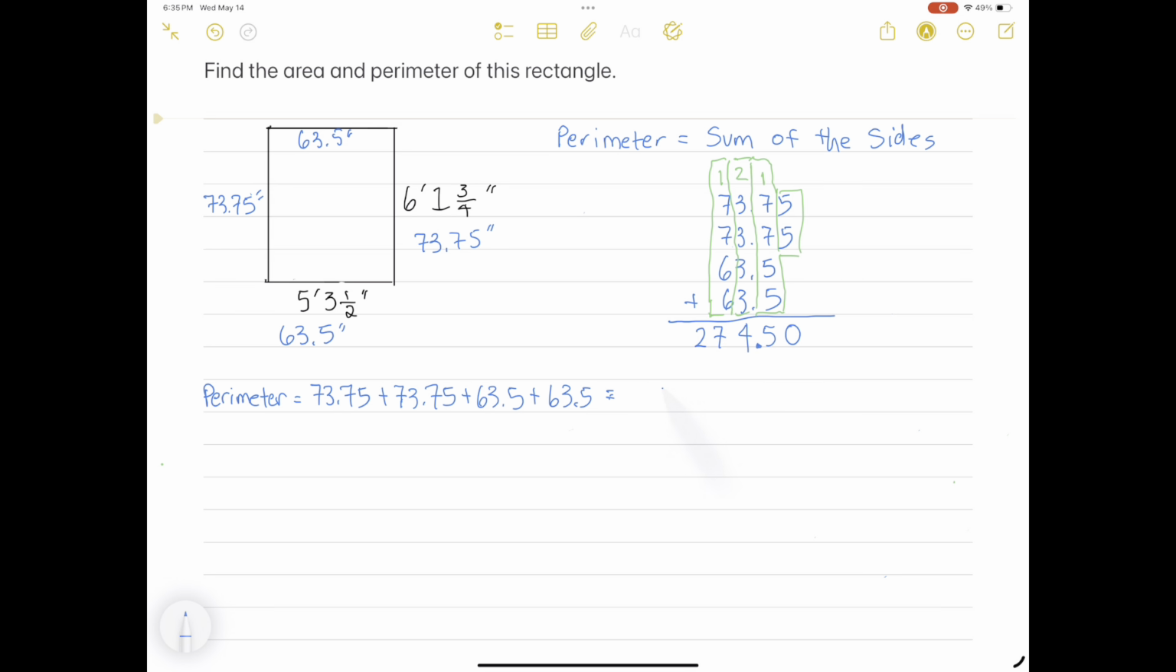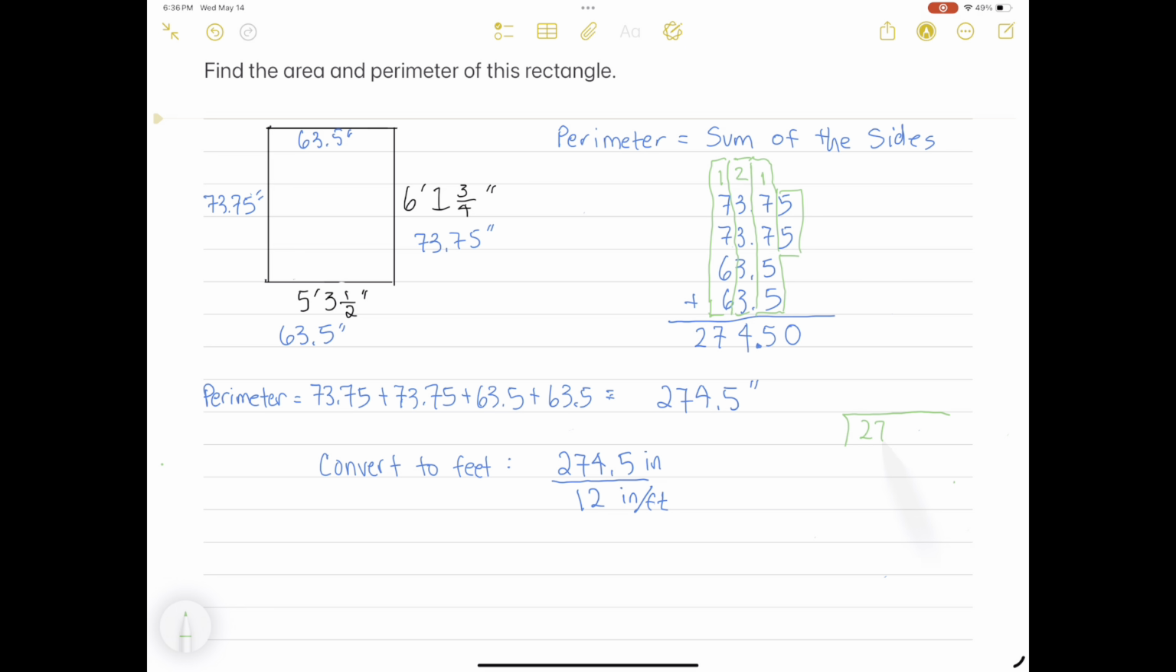Now I have added all the sides and I get 274.5 inches. It's hard for us to get a sense of what is that length, 274.5 inches, so we will convert to feet. 274.5 inches divided by 12 inches per foot. And I do that calculation on the side.